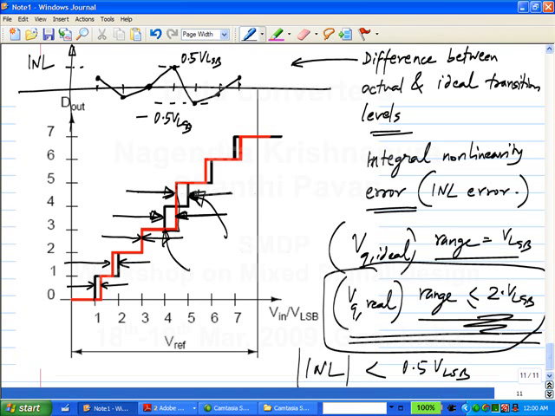Now, if you want to have this much error or less, your INL error should be less than half VLSB. So that means you should place all these comparison levels at the desired values plus minus half VLSB. Okay. Is that okay?